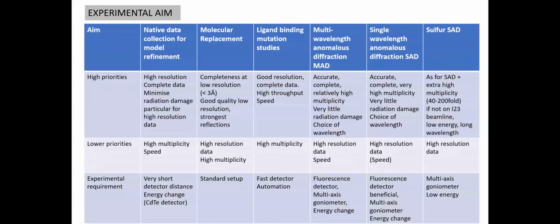So what kind of experimental aims can you have? Here's just a list of different kinds of experiments, ranging from native data collection for high resolution model building, molecular replacement, to some phasing experiments. I don't have the time to go into details of each of these, but each of these experimental aims has some high priorities and some low priorities. So for instance, for high resolution model building, you want to collect high resolution. This is not so important for molecular replacement or phasing approaches. In some cases, speed is maybe an important factor. In others, it is not. And for each of these experimental aims, the beamline or instrument needs to be equipped with certain types of hardware. So you need to be aware what is actually your question, what is your experimental aim?